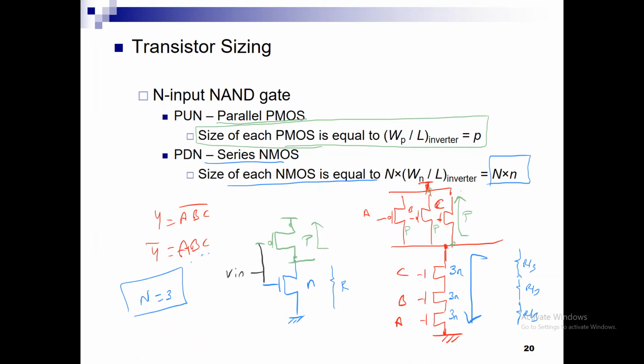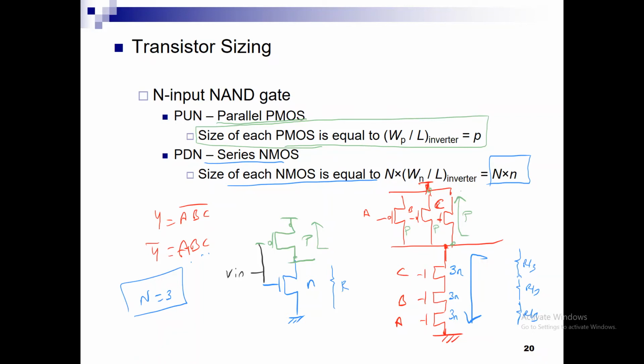Anybody has any questions? Professor, is it the same when we have, for example, a NOR gate or something, that the worst case in the PMOS also becomes N times P?